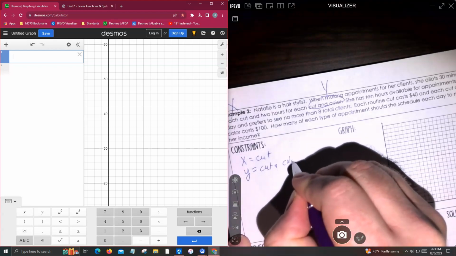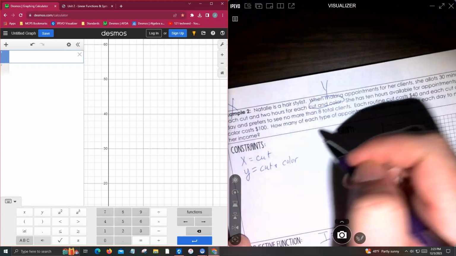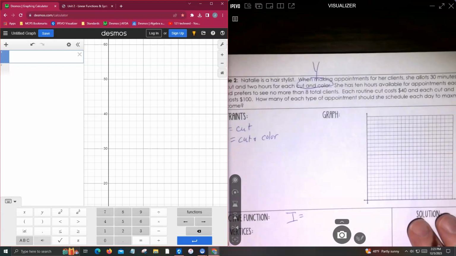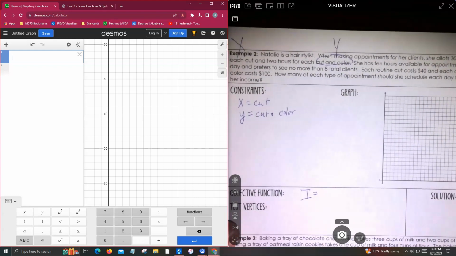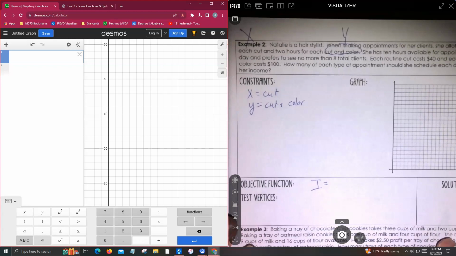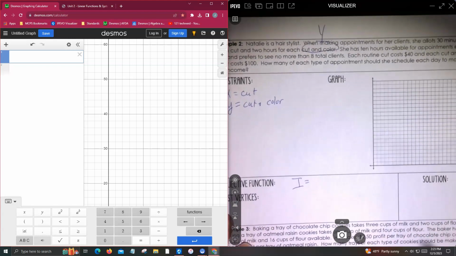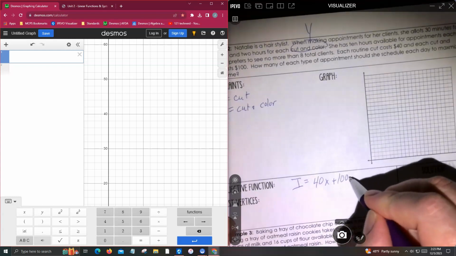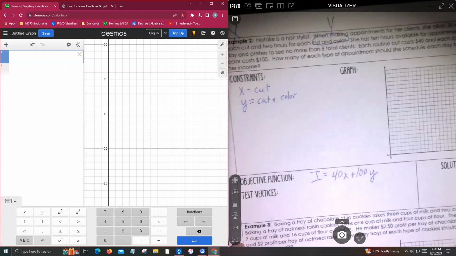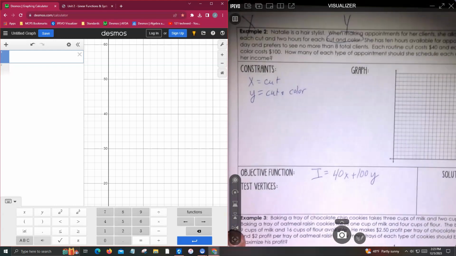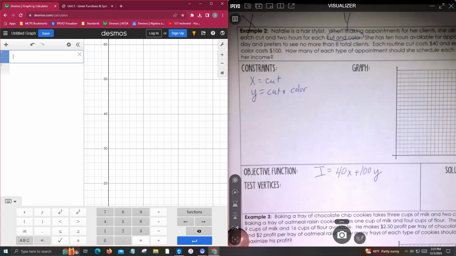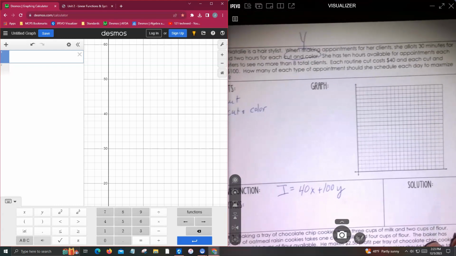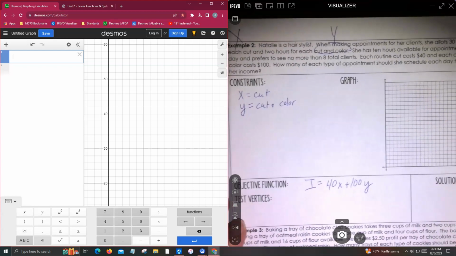Remember, it's the number of cuts and the number of people doing cuts and color. So it's the number of people, or sessions, and each session is a person. She makes $40 for every cut, plus $100 for every cut and color. That's my income generated from this, and we want to know which one is the best of the vertices.